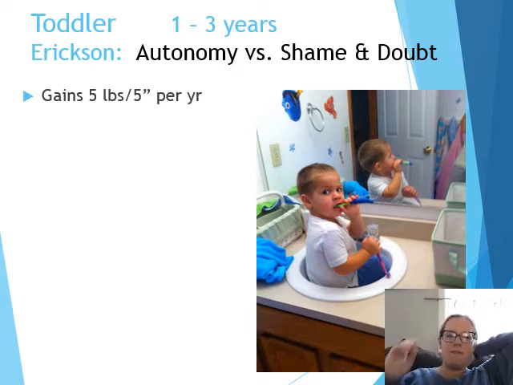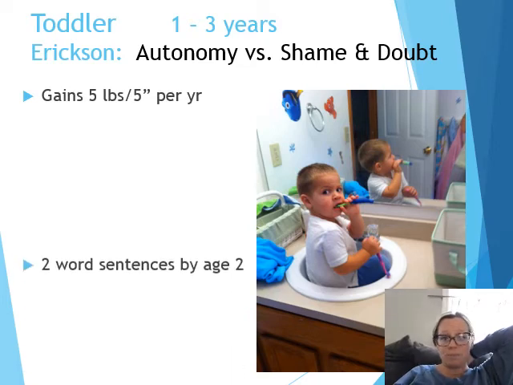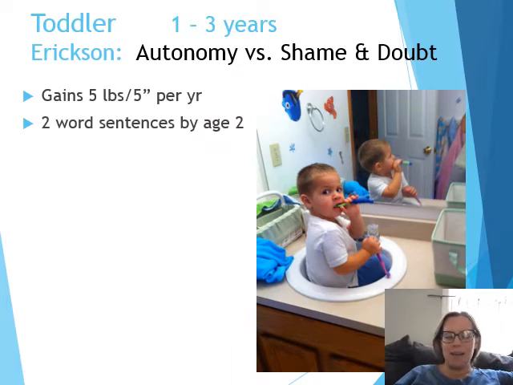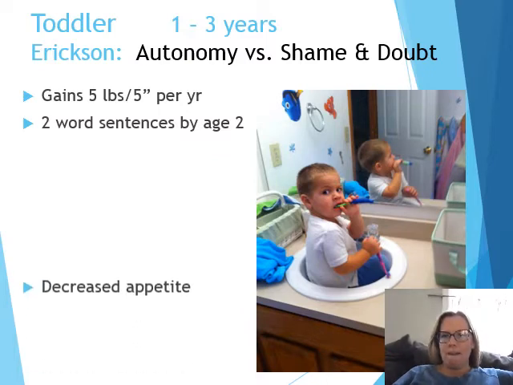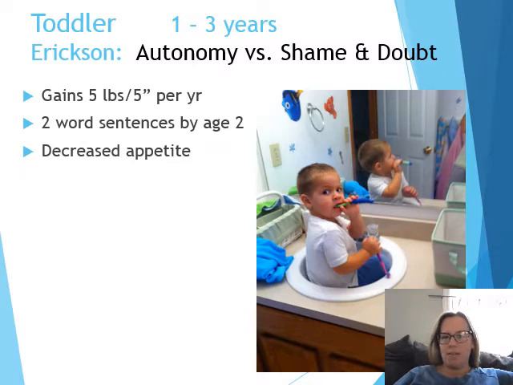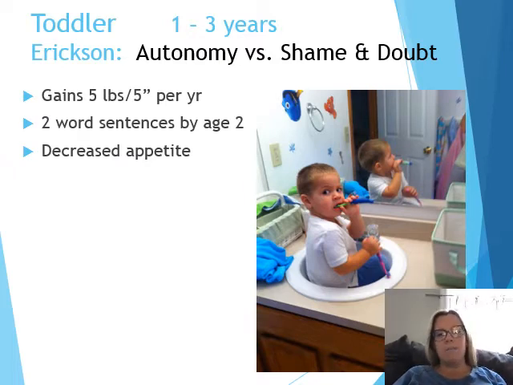They're going to gain about 5 pounds per year. Like we said, 2-word sentences by age 2. They're going to have a decreased appetite. We refer to this as physiologic anorexia in toddlerhood. So the growth rate slows and the child appears like they're not eating very much. They tend to graze on food. So putting out just healthy snacks for them to graze on can help promote that growth.